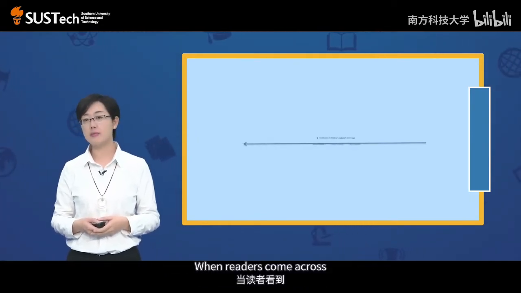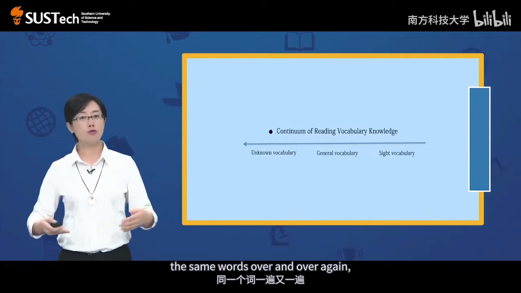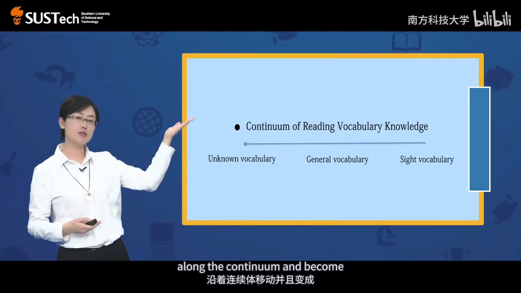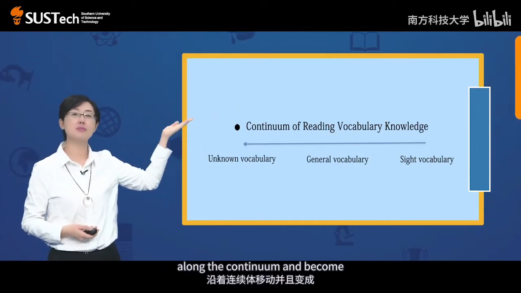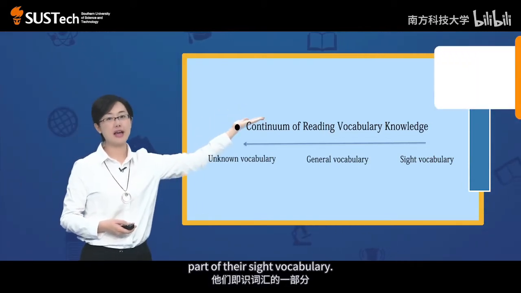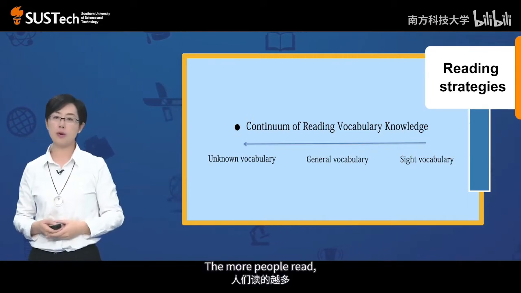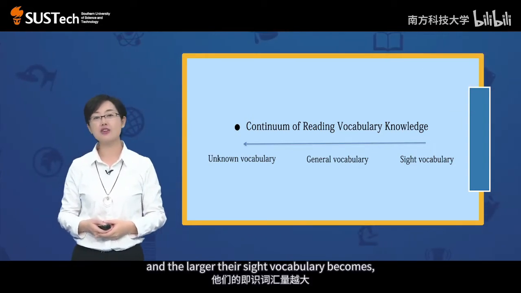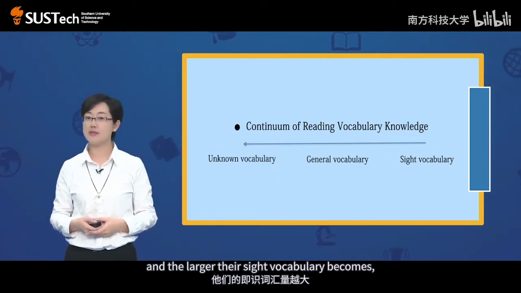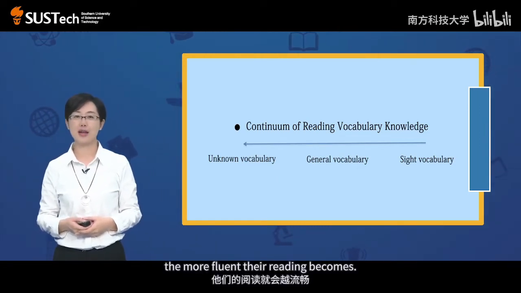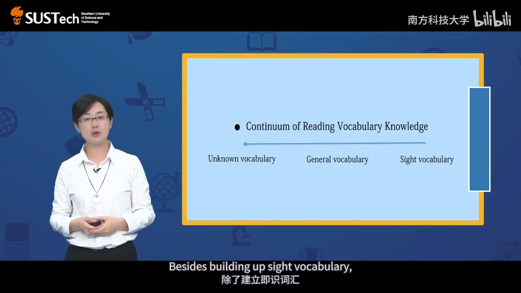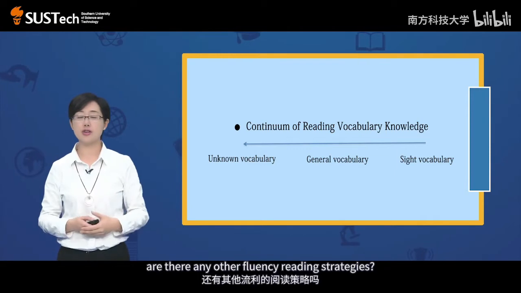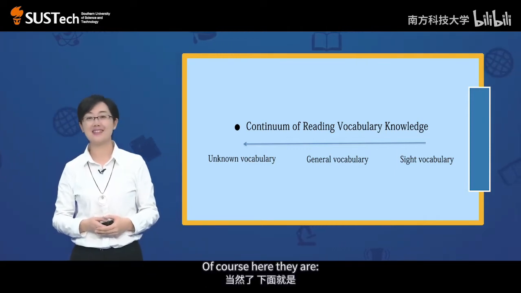When readers come across the same words over and over again, these words gradually move along the continuum and become a part of their sight vocabulary. The more people read, the larger their sight vocabulary becomes. And the larger their sight vocabulary becomes, the more fluent their reading becomes. Besides building up sight vocabulary, are there any other fluent reading strategies? Of course, here they are.